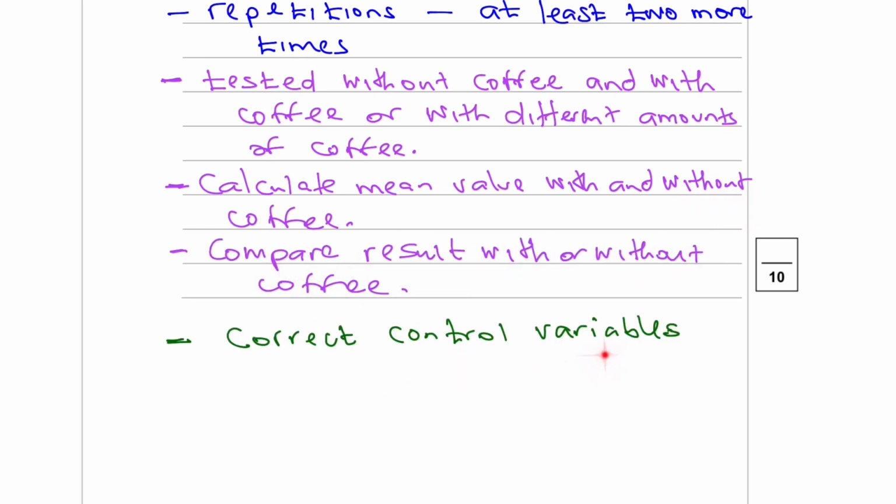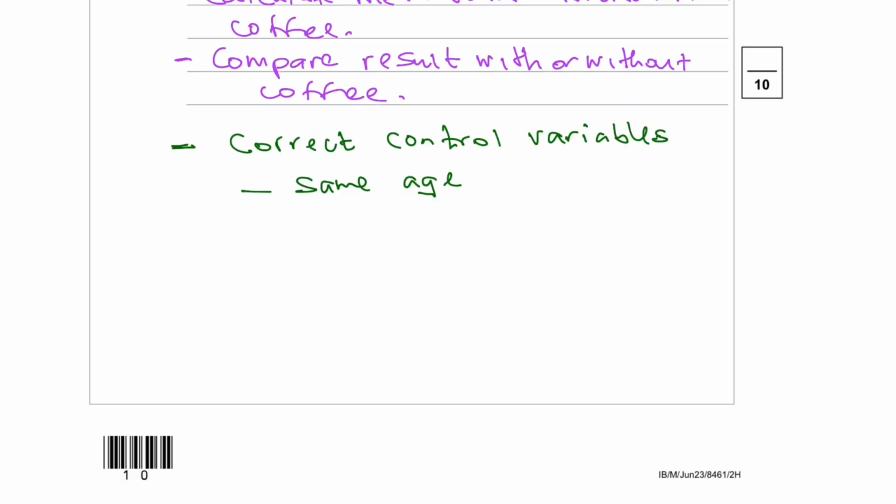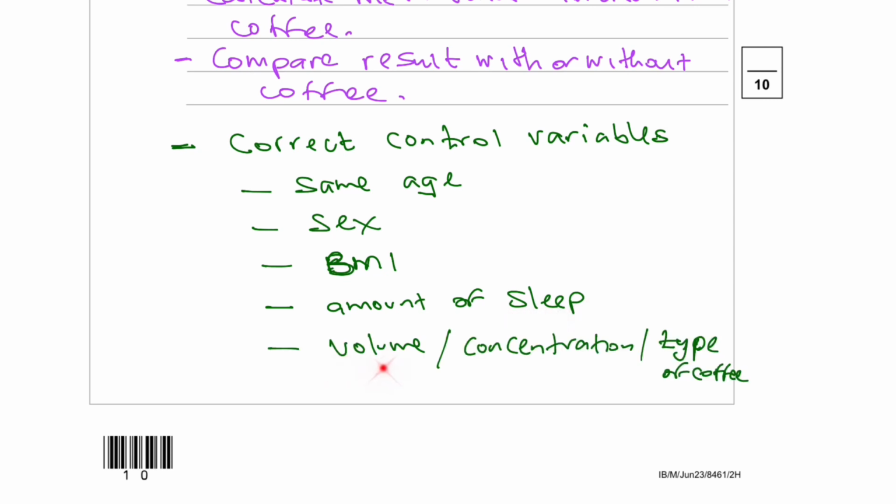Correct control variables chosen, such as same age, sex, BMI, amount of sleep, volume, concentration, or type of coffee used.